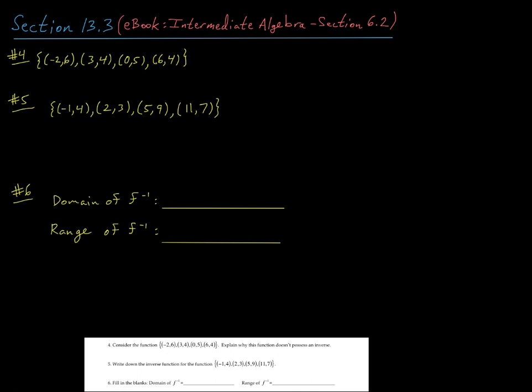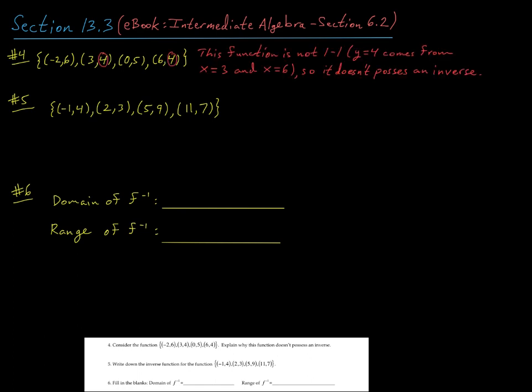Well, when asking whether a function possesses an inverse or not, what you're really asking is whether or not the function is one-to-one. Is this a one-to-one function? Well, no, because the output 4 comes from the two inputs 3 and 6. So here we can say that since this function is not one-to-one, it does not possess an inverse.